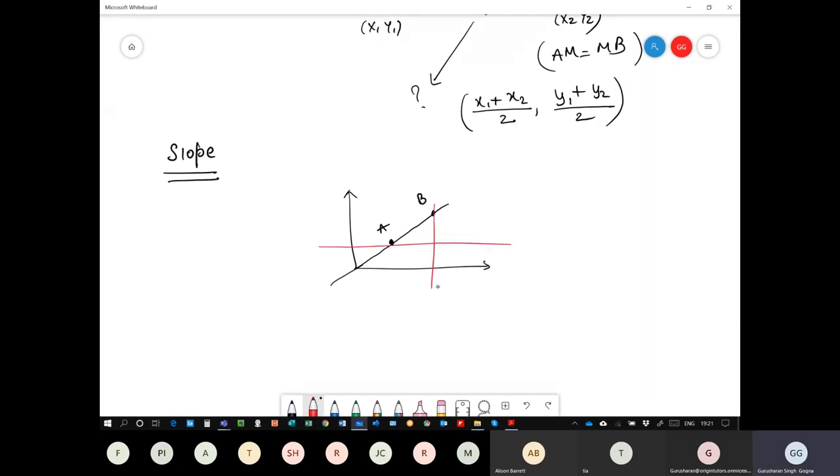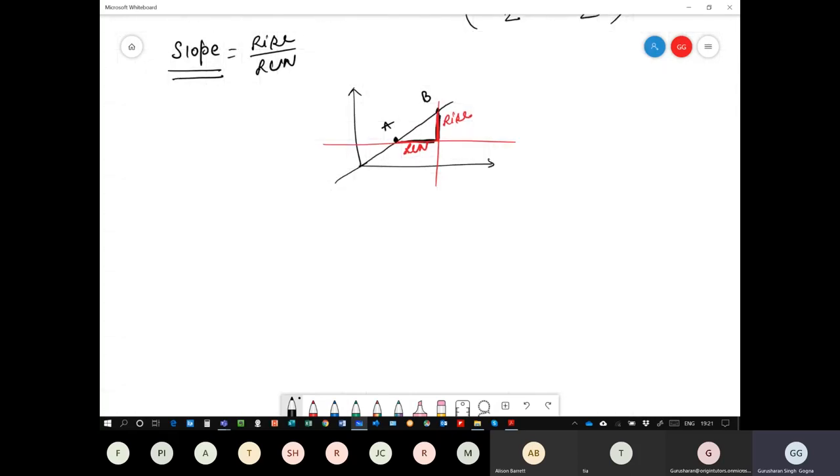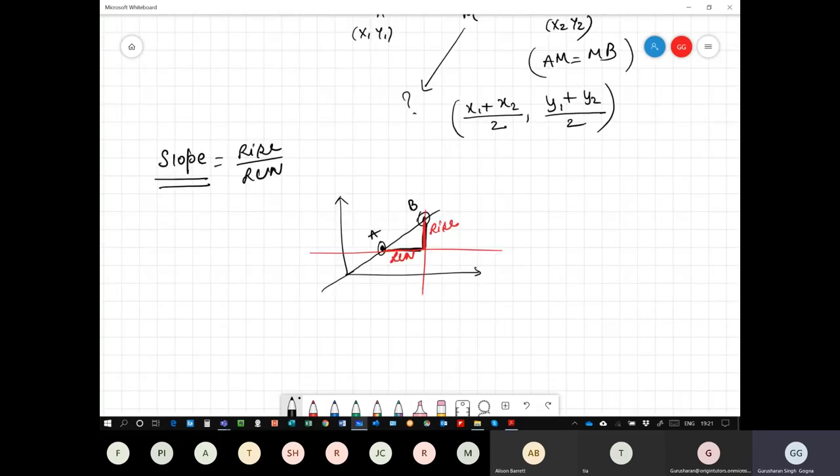You draw a line like this, like that, and rise. This is your rise, and this is your run. So the basic formula for finding the slope is rise over run, which is the vertical height over the horizontal distance, and that will give you the slope. But in coordinate geometry, we hardly use this formula. We use coordinates because generally they will give you 2 points on the line and ask you to find out the slope.